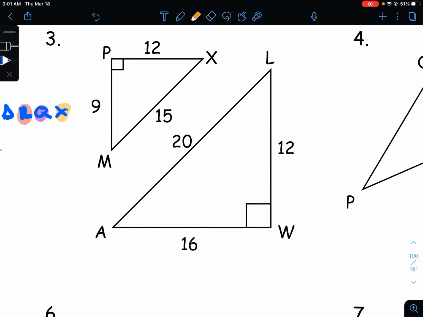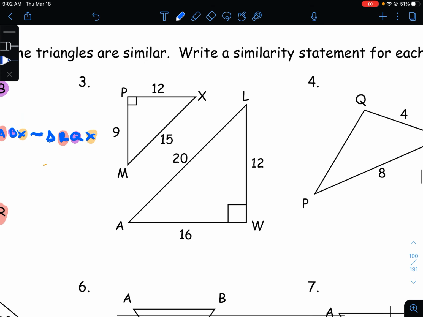Next, let's check to see if these triangles are similar. Clearly we have three sides, so we're going to attempt to use side, side, side. In this case, it doesn't tell us which sides go together, so this is very important to pay attention to. When it doesn't give you a similarity statement to begin with, this is the method I always teach. Look at the big triangle and find the biggest side of the biggest triangle, which is going to be 20. Then go to the smaller triangle and find its biggest side, which is 15. So we put the 20 and the 15 together.